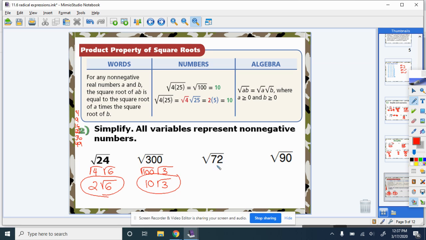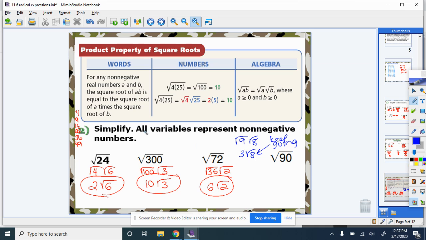So for 72, before you all start guessing that 9 would work, there's a larger perfect square that will go into 72, and that is 36. The square root of 36 is 6, and you're left with 6 root 2. For those of you that said, hey, I really want to deal with the 9 and 8, you can, but it's going to take you multiple steps, because at this point, 8 can continue to be broken up.